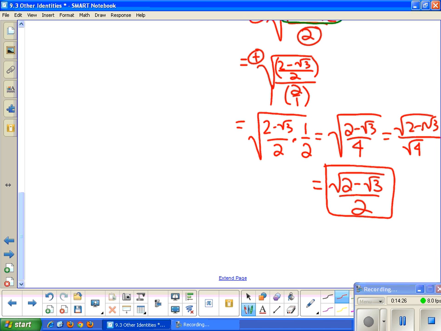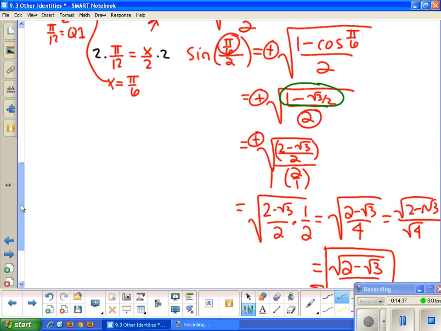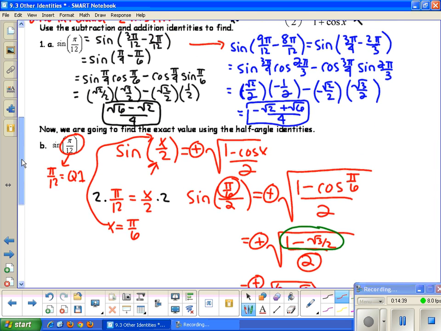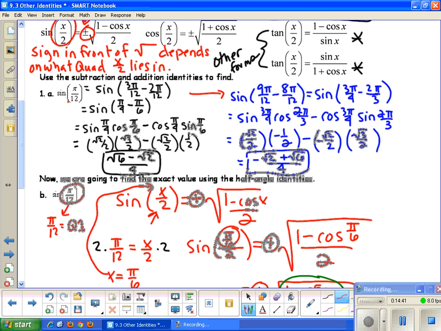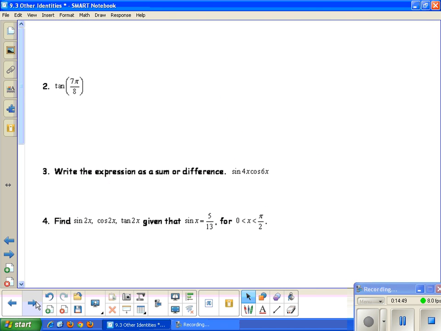An easy way to check this is to plug the sine of pi over 12 into your calculator, and see if the decimals match each other, which in this case they do. So that would be the exact value of the sine of pi over 12. It's just a little bit different than what we had up here, but in the end it's still the same answer. It's just a different way of getting there to reduce it. So let's try another one of these.